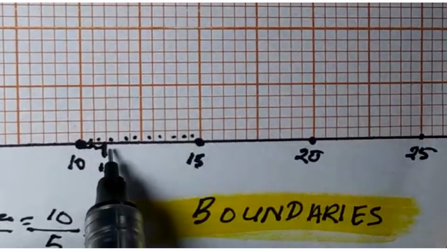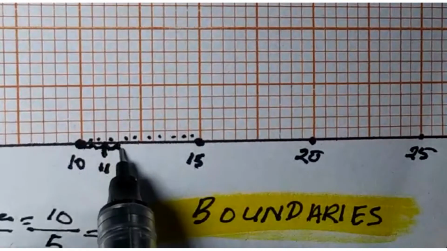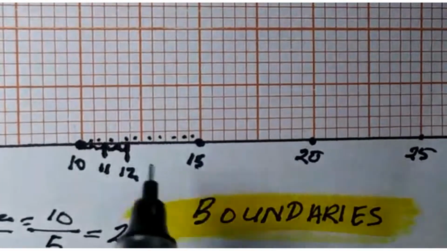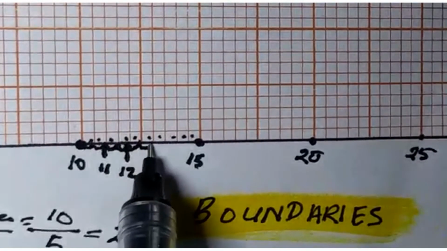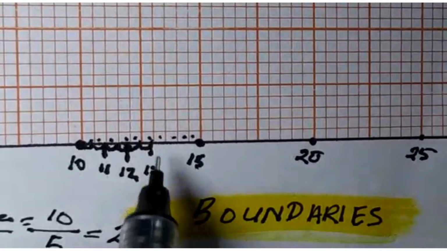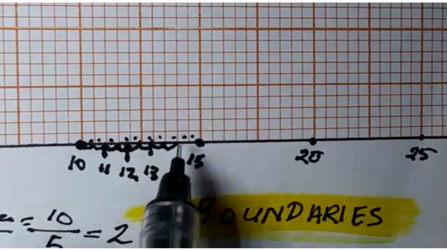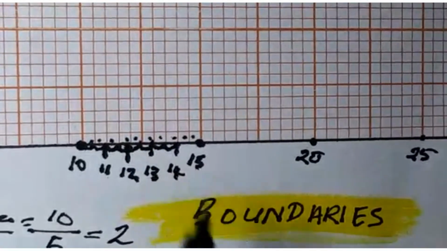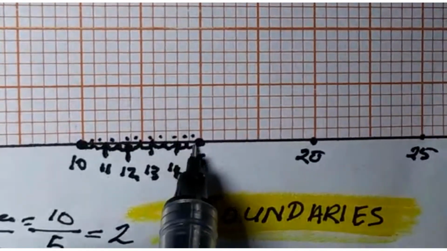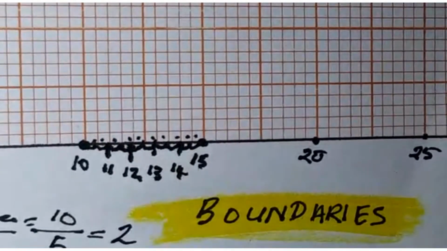Right? Count 2 more spaces from 11. 1, 2. This is going to be 12. Count 2 more spaces from 12. 1, 2. This is going to be 13. 2 more spaces from 13. 1, 2. This is going to be 14. And if you count 2 more spaces from the 14, 1, 2, you end up getting 15, right? So that's how we read the scales.